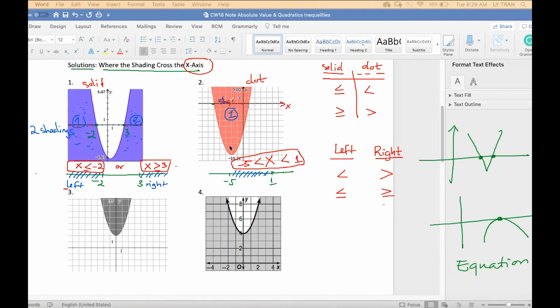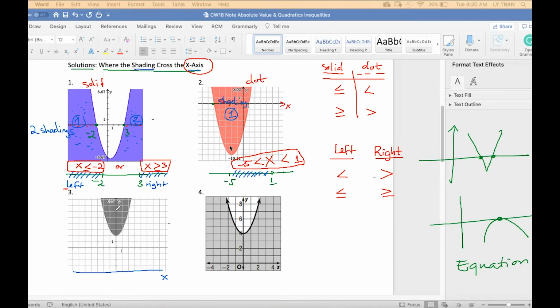Then I only have one interval solution from one point to another point, okay? All right, so here we go. So what I'm going to do next is the next example. I'm gonna draw the x-axis one more time again. I'm always gonna draw the x-axis because that's where the solution is.